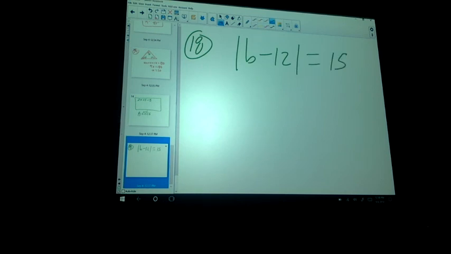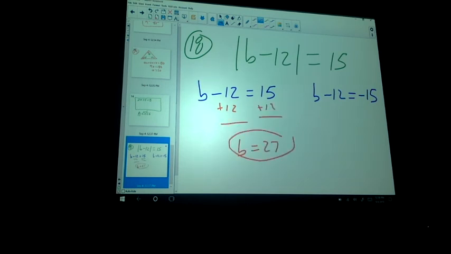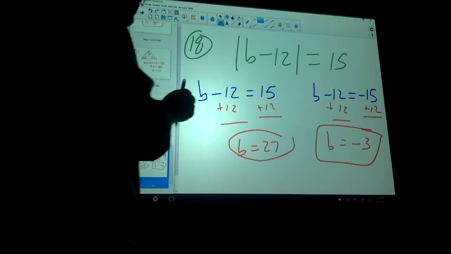Okay, so this first one, number 18, I have B minus 12, absolute value of that is equal to 15. So let's create two problems. Is that okay so far? Add 12 here, add 12 here. So I get B is equal to 27. Add 12, add 12. And there's our two. We good?